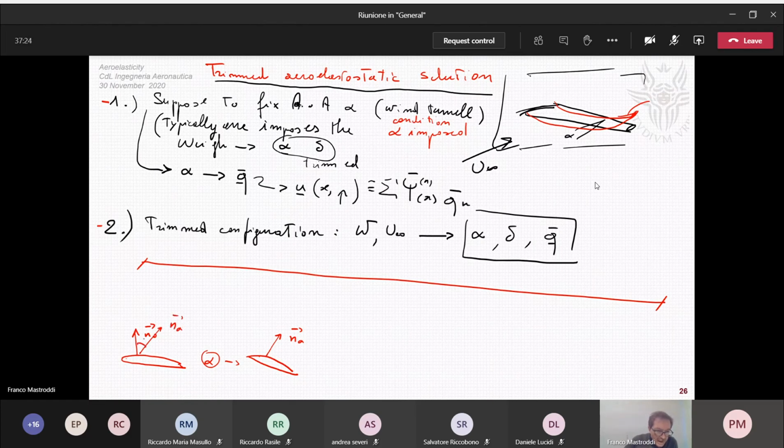Okay, and this is alpha. This is alpha, and this is alpha. So this is the situation as given by the rotation of the angle alpha on one side.